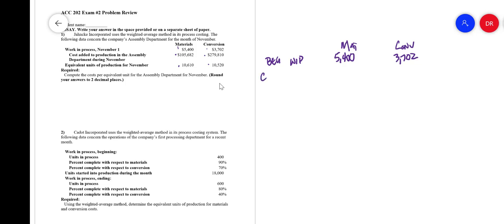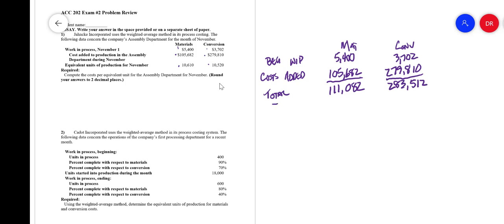And then we're going to have costs added, and this is going to be 105,682 here, and over here it's 279,810. Okay, so we have a total cost for materials and conversion, and the total will be 111,082 for materials, and the cost for conversion will be 283,512.